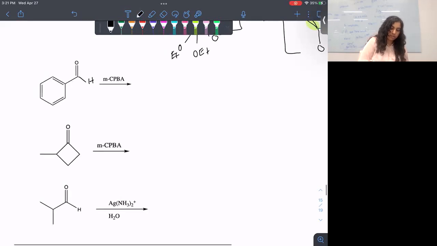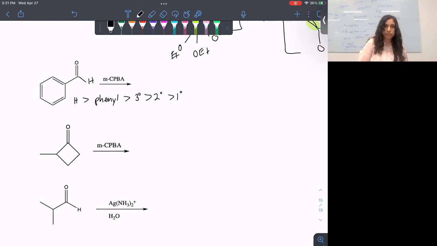For that, you have to keep in mind the order of preference, I guess. So for Baeyer-Villiger oxidation, you're going to prefer to insert the oxygen between a hydrogen, then a phenyl, and then a tertiary, then secondary, then primary alkyl.